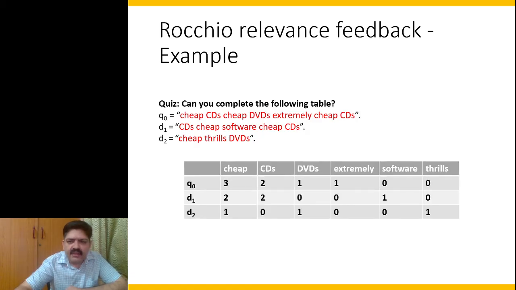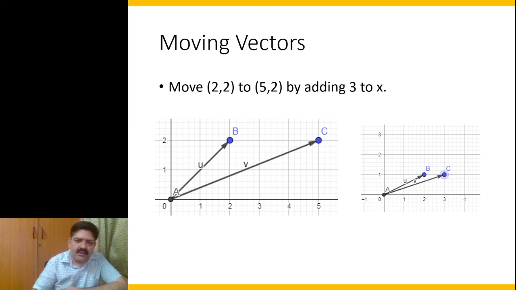So once again, let me reinforce the central idea. We are trying to move the query vector closer to the relevant vectors. Now, how do I move a vector? Here is an example. Let's say I want to move 2, 2 to 5, 2. If I want to move 2, 2 to 5, 2, I should add 3 to the x-axis, right? So the more I add to the x-axis, I keep going towards the new vector, right?